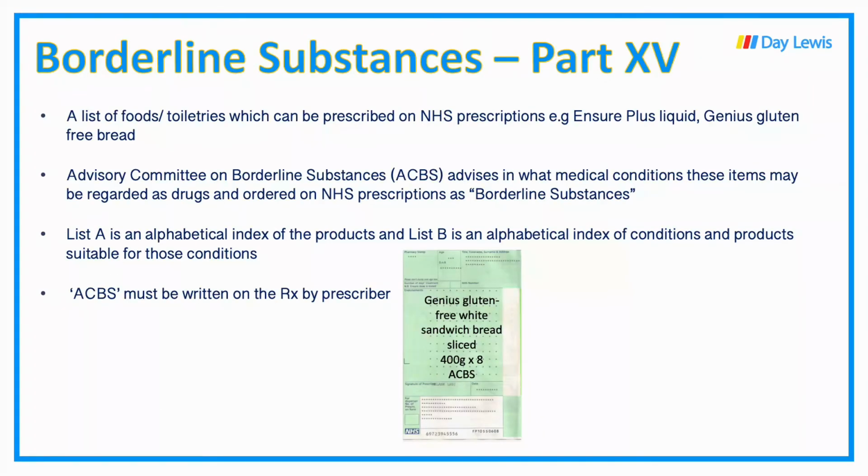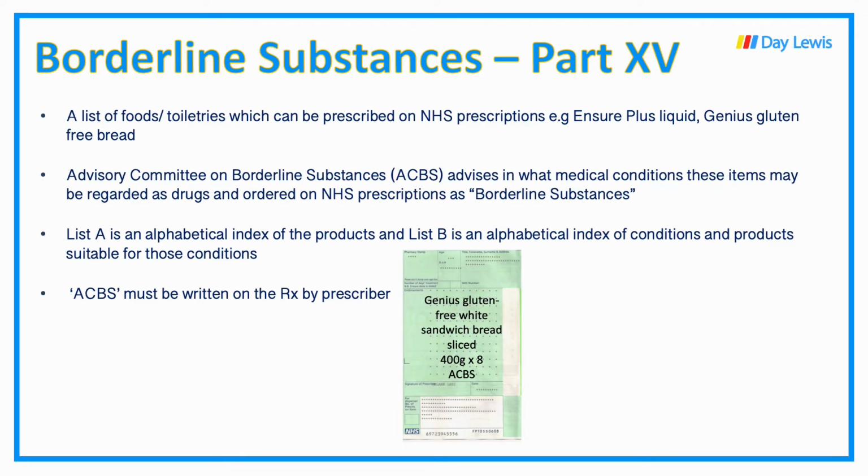So now moving on to borderline substances in part 15. So borderline substances include a list of foods and toiletries which can be prescribed on the NHS. So these are like the Ensure drinks that we were talking about earlier on. So this is where the Advisory Committee on Borderline Substances advises in which medical conditions these items can be prescribed on an NHS prescription.